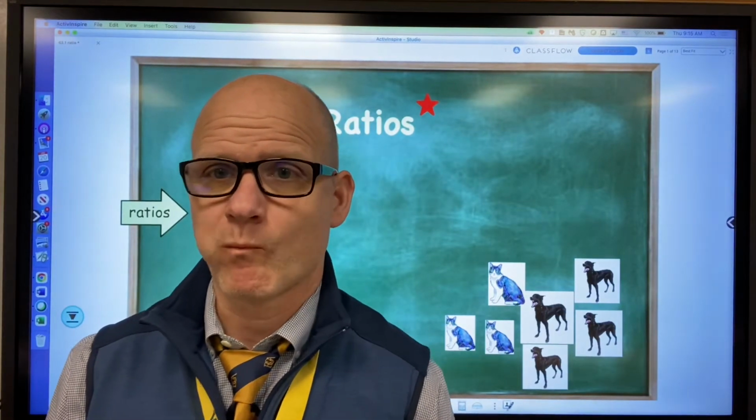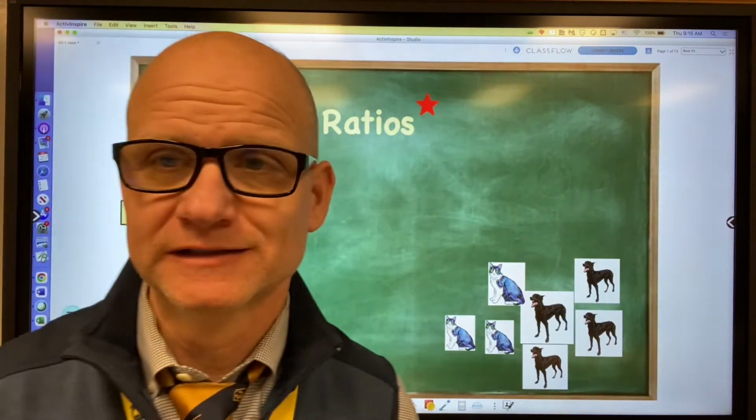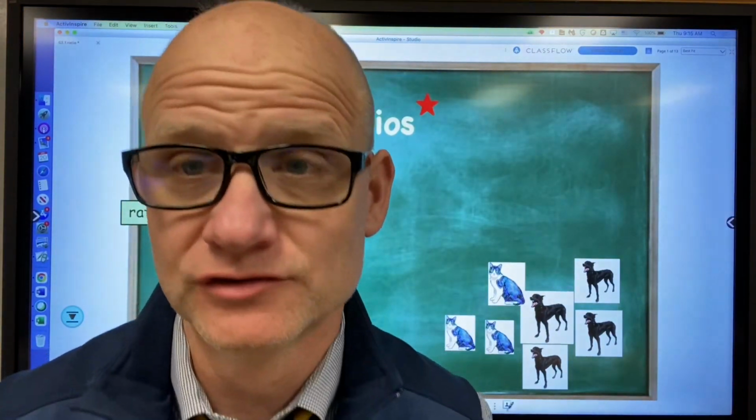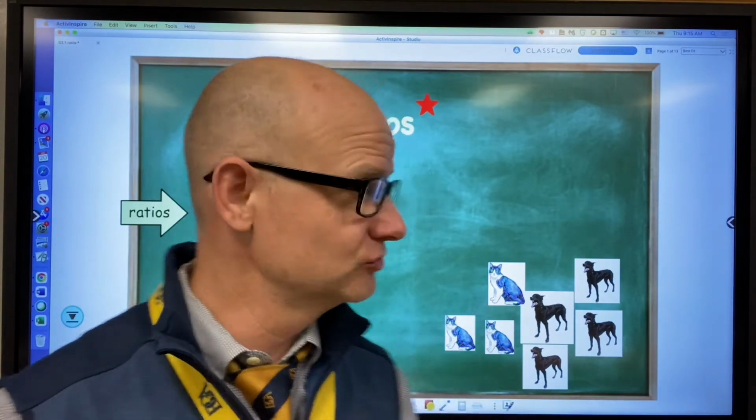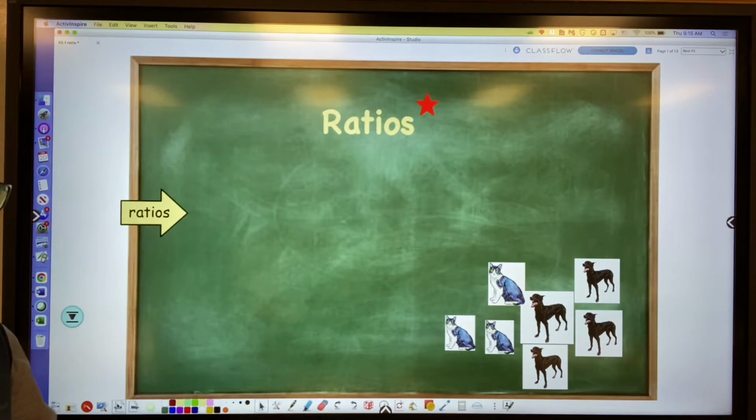Today's topic, ratios. So you know the drill. Get out your pencil or pen, get out your composition book, and let's take some notes. So, hey, we're going to talk about ratios. First of all, what are ratios?